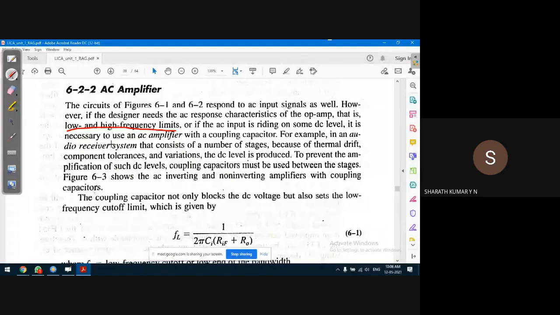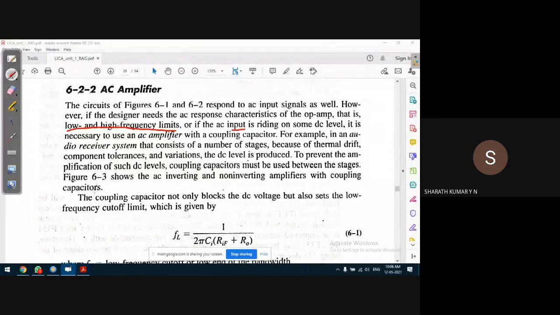So if the AC input is riding on a DC level, that means AC is fed along with the DC, it is necessary to use an AC amplifier exclusively with what is known as a coupling capacitor. So that we'll discuss now.